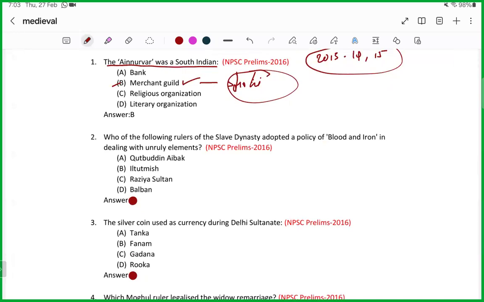Yes or no? Yes, sir. All right. Which of the following rulers of the slave dynasty adopted the policy of blood and iron in dealing with the unruly elements? This question was asked in 2016. As we all know, it's Balban.